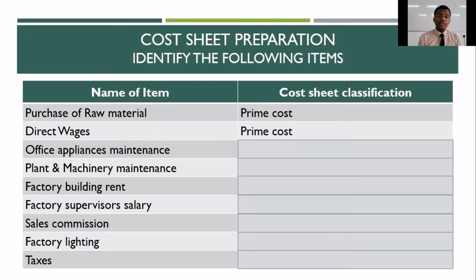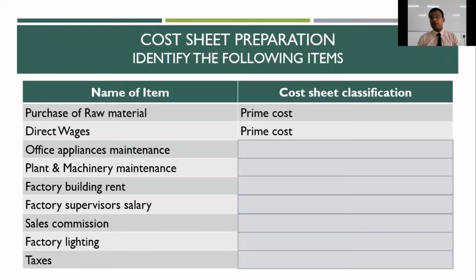Next one, office appliance maintenance. Okay, office appliance maintenance. Now, what does this item mean? This refers to the fact that you would be having some appliances at your office, and you may have to carry out some kind of maintenance activity for that, and then the expense that you're incurring for this is what is referred to as office appliance maintenance.